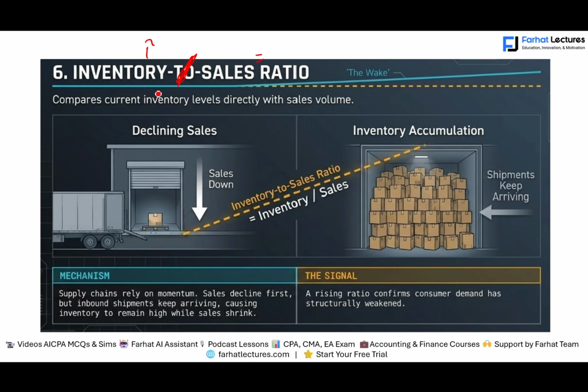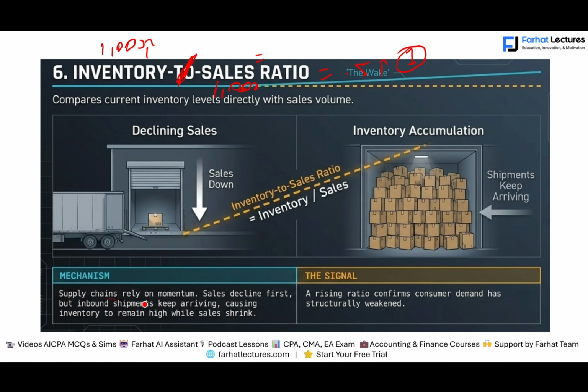Let's assume your inventory was 1,000 and your sales was 2,000. So your ratio is 0.5. Now let's assume your inventory is still 1,000, but your sales go down to 1,000. This ratio goes up to 1. It means your inventory is not turning. What does that mean? It means you have more inventory relative to sales. It means you're not selling.